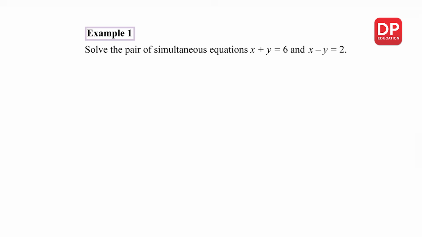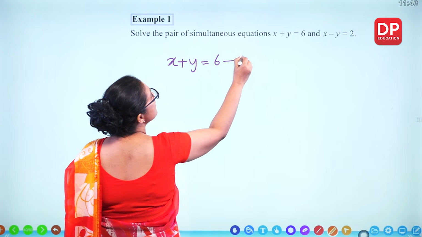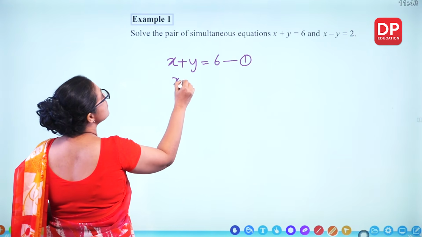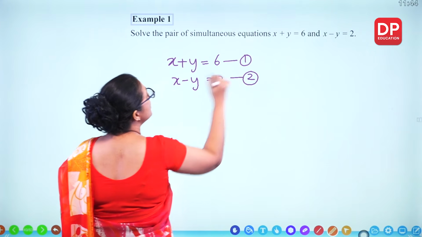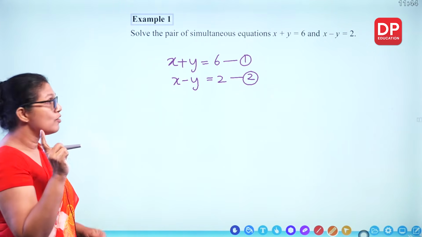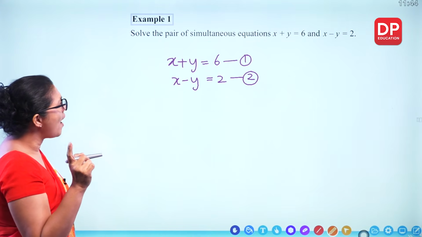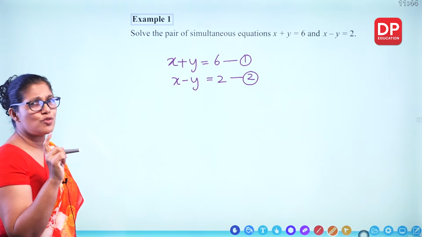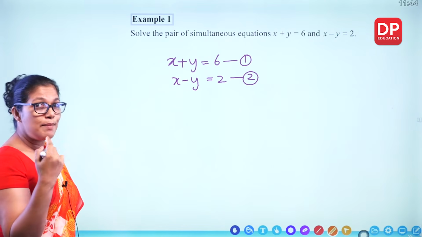Example number 1. Solve the pair of simultaneous equations. So what are the two equations? x plus y equals 6 and x minus y equals 2. Here in the textbook, you have given two methods. So I'll do one method that's called substitution. Second method we will do elimination method.